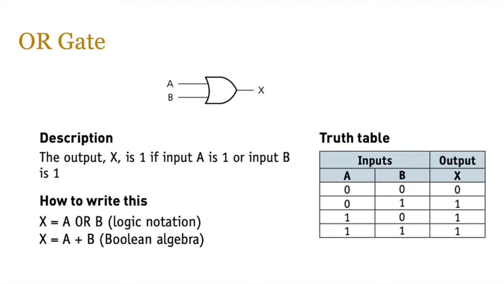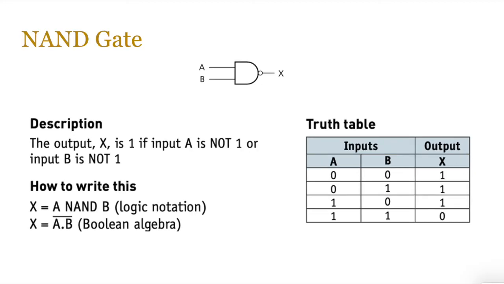Now an OR gate, again, hopefully you got the symbol right, you got the truth table right. The output X is 1 if input A is 1 or input B is 1. So any 1 gets you a 1, otherwise it's 0. And you can write that in logic notation as X is equal to A OR B, capital OR. And in Boolean algebra, it's X is equal to A plus B, plus being the symbol for OR. So again, pretty straightforward.